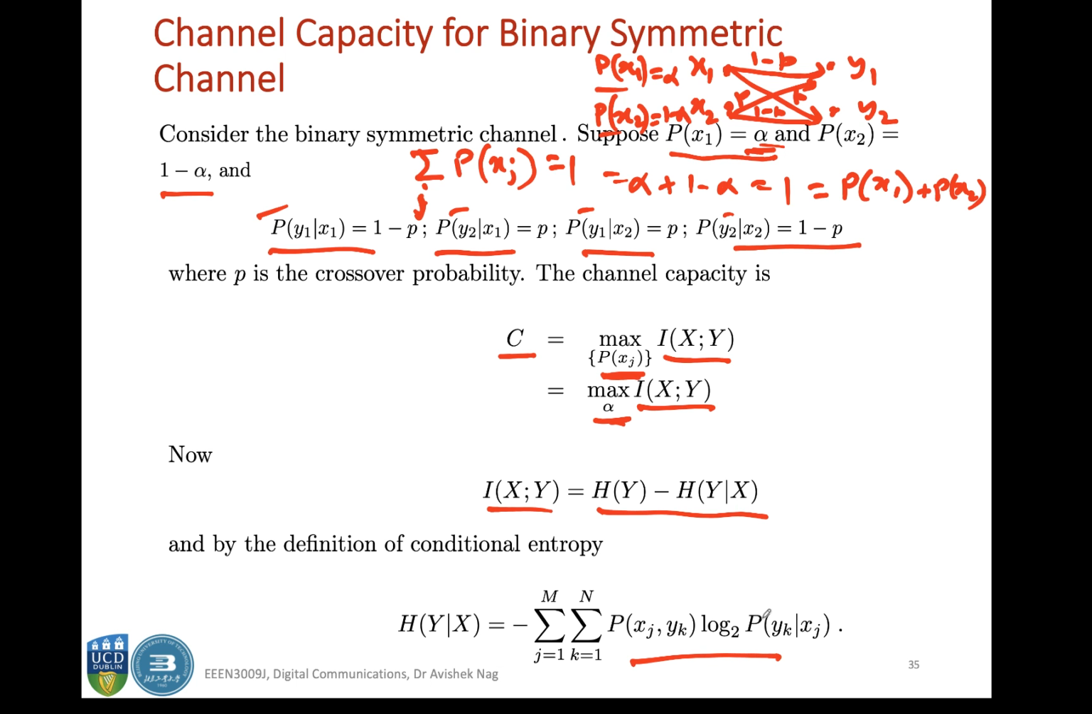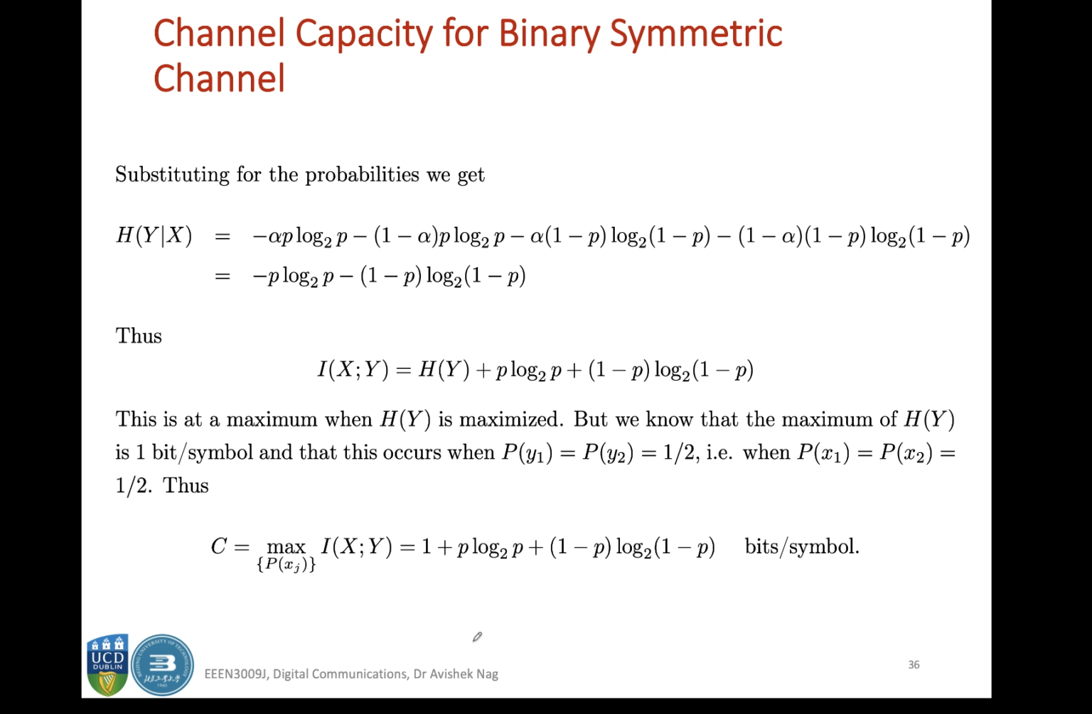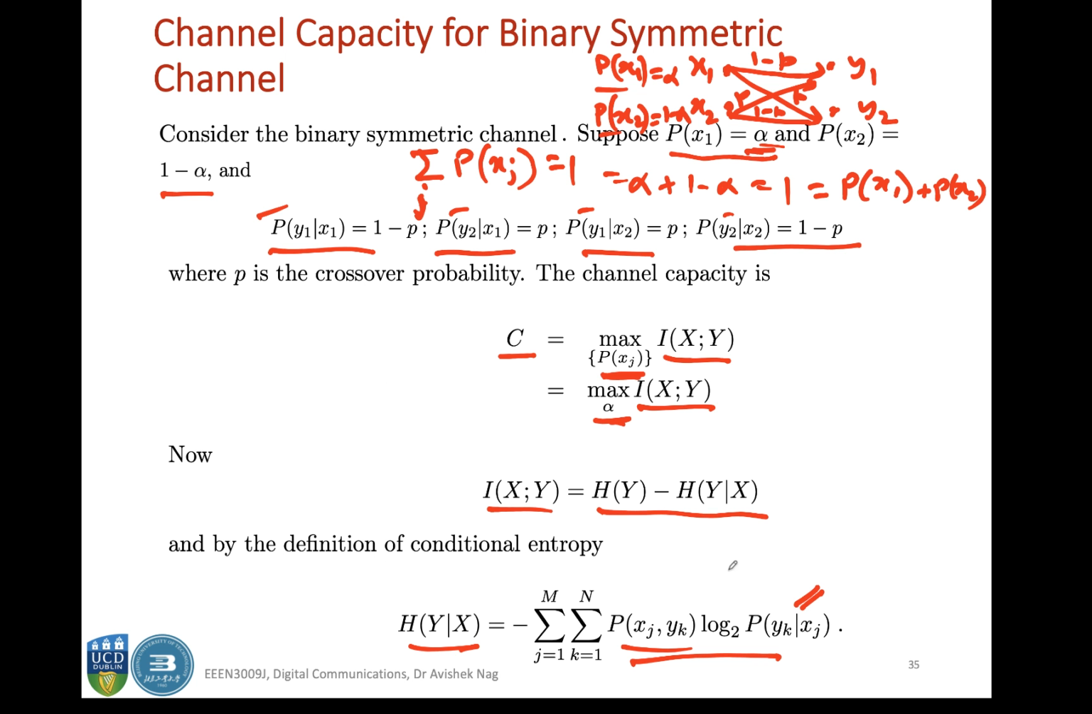Okay, so we will calculate, based on the transition probabilities and the joint probabilities, what is the value of H(Y given X). So H(Y given X) is basically calculated like this. You know all the transition probabilities from here. Okay, so these are all the transition probabilities which are either p or 1 minus p, and the joint probability can be calculated.